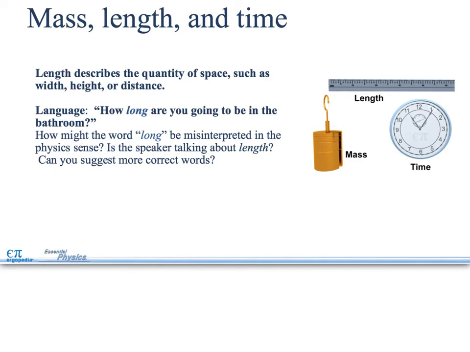Length describes the quantity of space, such as width, height, or distance. How long are you going to be in the bathroom? How might the word long be misinterpreted in the physics sense? Is the speaker talking about length? Can you suggest more correct words? So here we're talking about long as in a period of time, not as in a length. So we have a problem there.